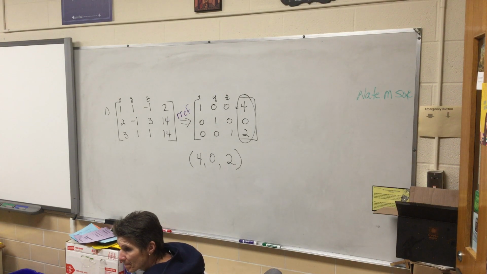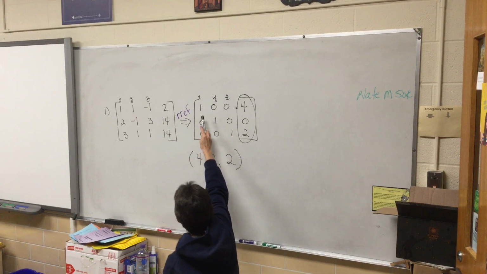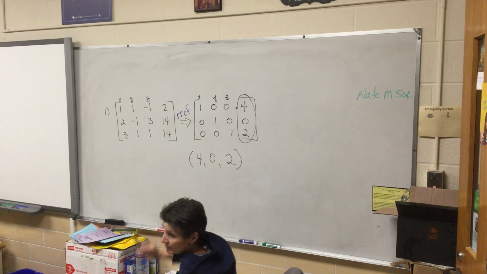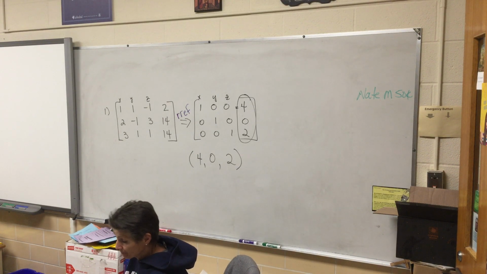Will it always be 1? Or will it sometimes be like a 2? What do you mean? Like in the X's, Y's, and Z's? Those will always be ones. That's what reduced row echelon form is. Those are ones.